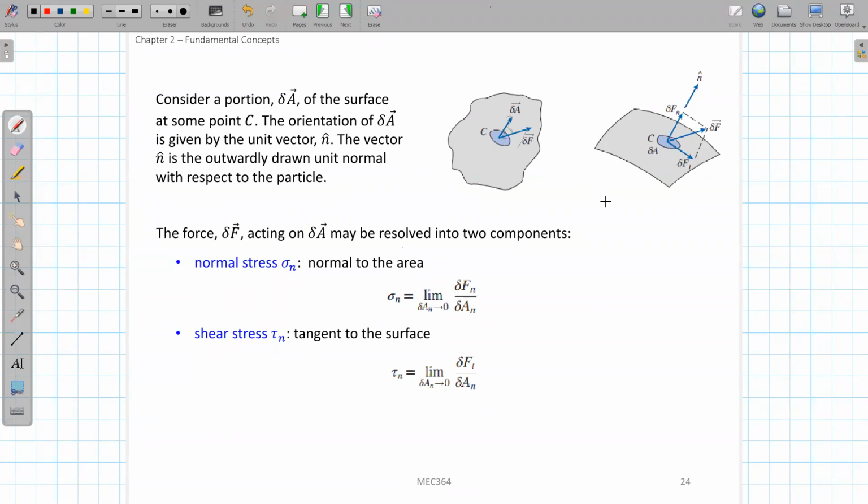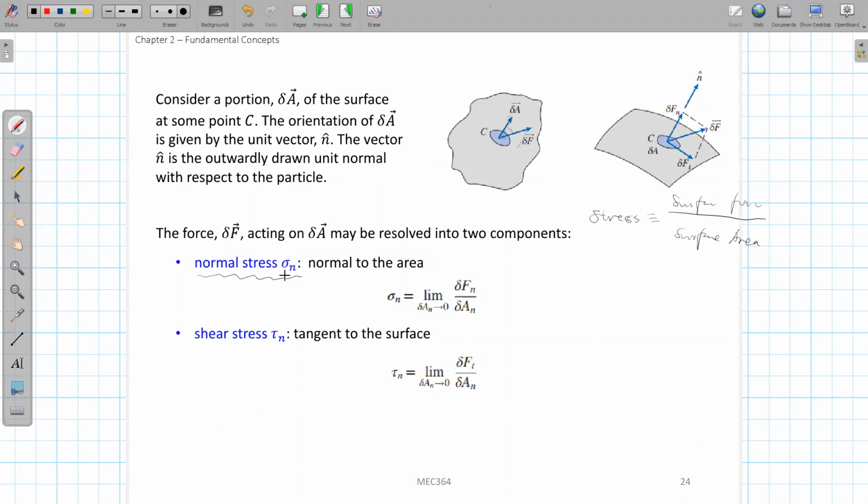Since I mentioned before that stress is defined as surface force over surface area, and now we have two components, based on these two components we can define two kinds of stress. The first kind is called the normal stress.